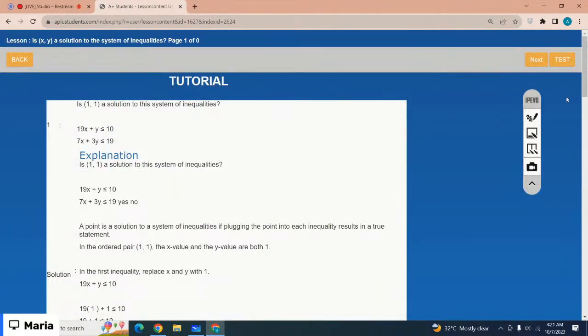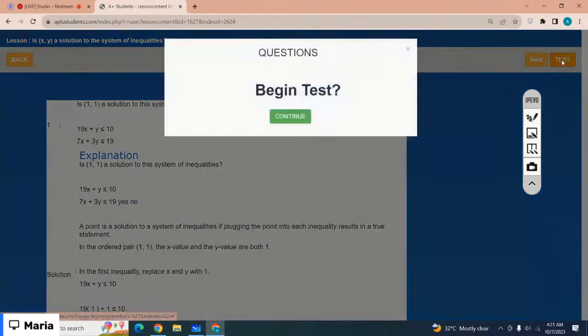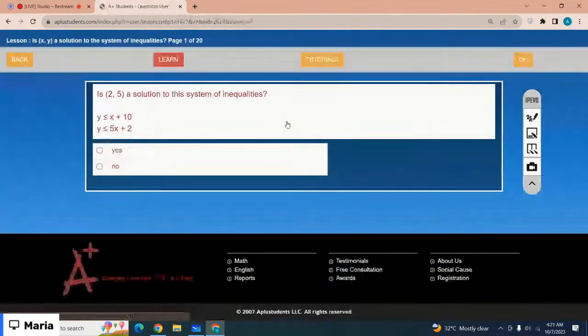A point is a solution of the system of inequalities if you plug the point into each inequality and it results in a true statement, right? If both the inequalities are true on the point, that means yes, the point is a solution of the system, right? Let's just do the first one. Is (2, 5) a solution of the inequalities?